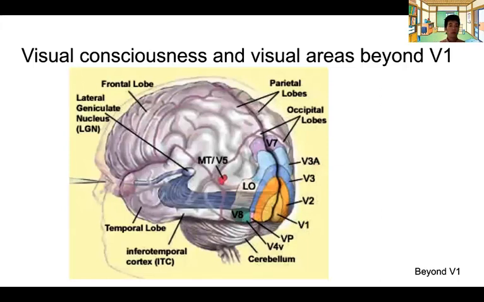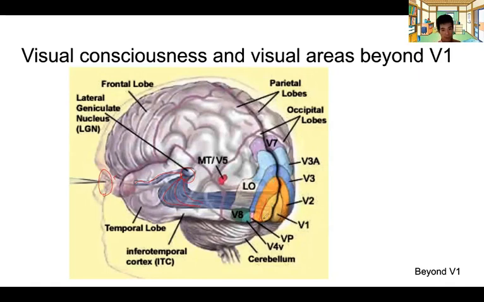Okay, so now we are going to talk about visual consciousness and visual areas beyond V1. So far, I have mainly explained the visual system through the eyes, and then through the optic nerves it goes to the LGN here, and then this bundle of axons, called the optic radiation, reaches the back of the head here.